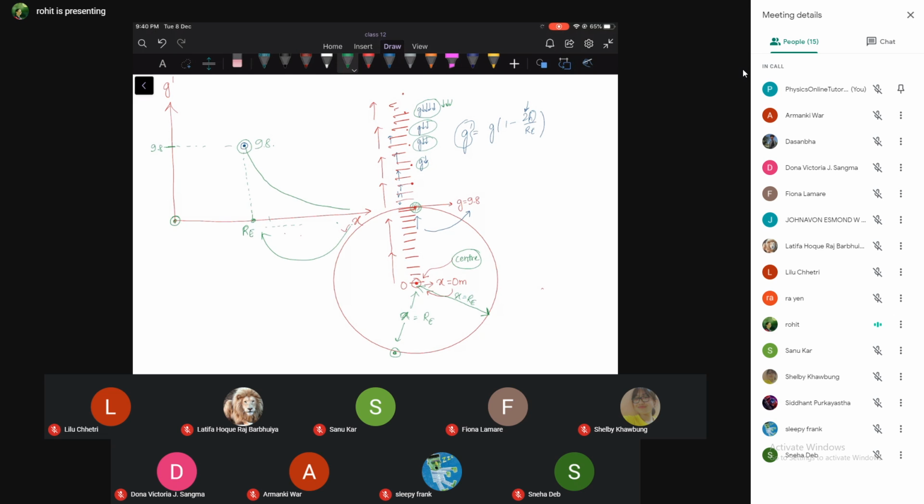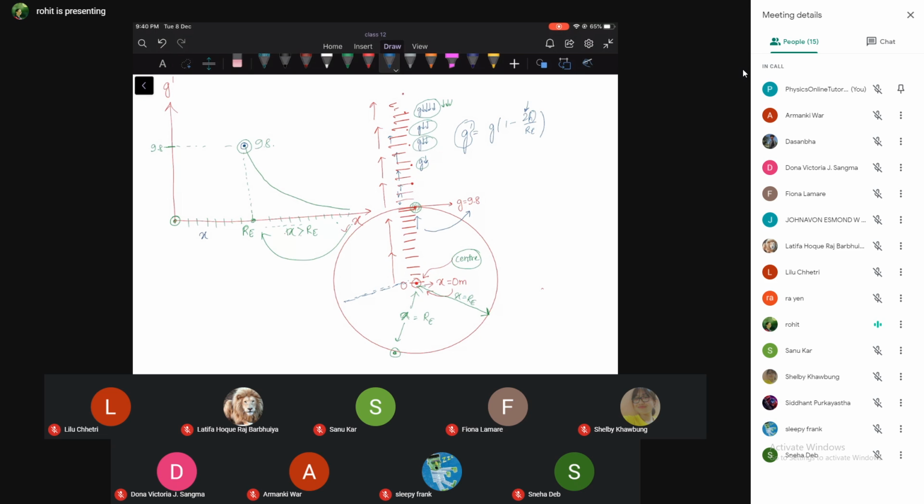All these distances here, these are x greater than RE. We are going away from the surface. And all these distances represent these points. That means we are still inside the surface of the earth, that means a certain depth.